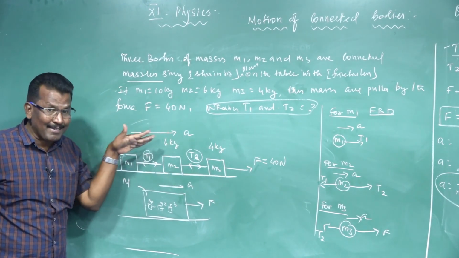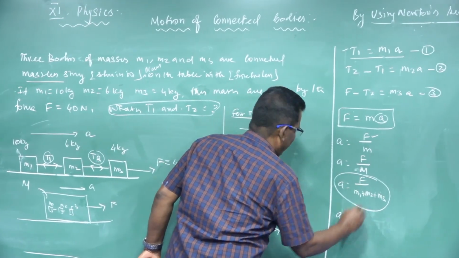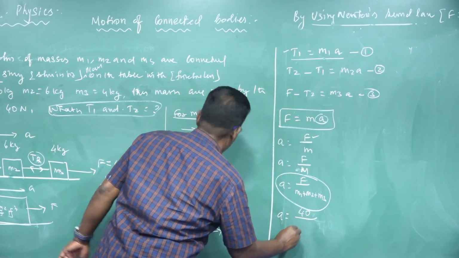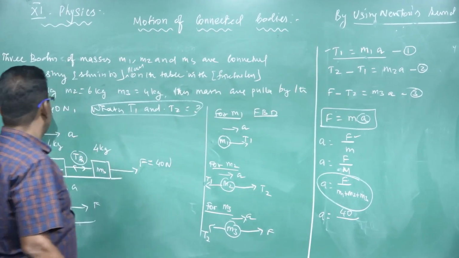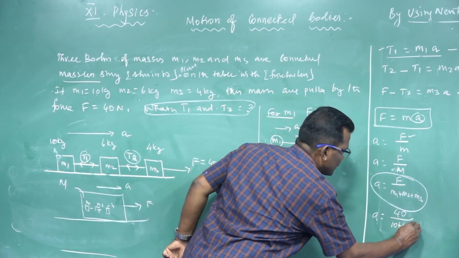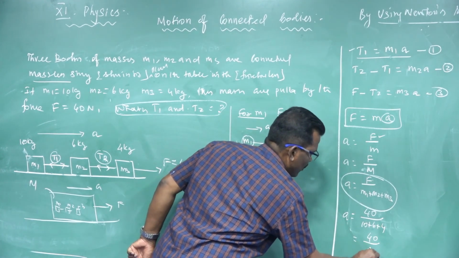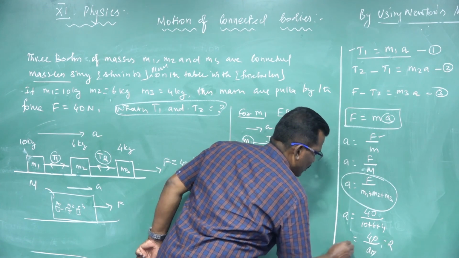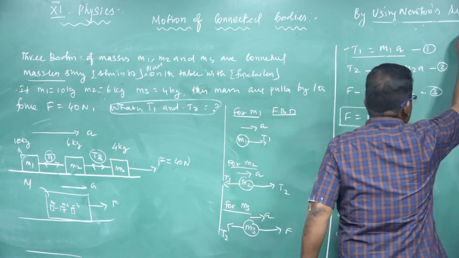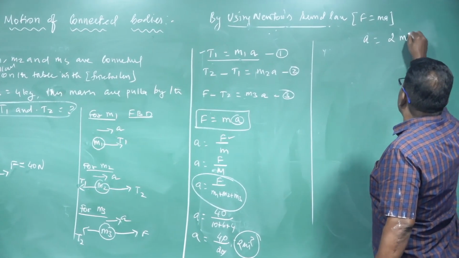All the three bodies are acting along only the positive axis. So a is equal to force 40 Newton divided by m1, which is 10, plus 6 plus 4. That is 40 divided by 20. So a is equal to 2 meter per second square. Acceleration calculated.